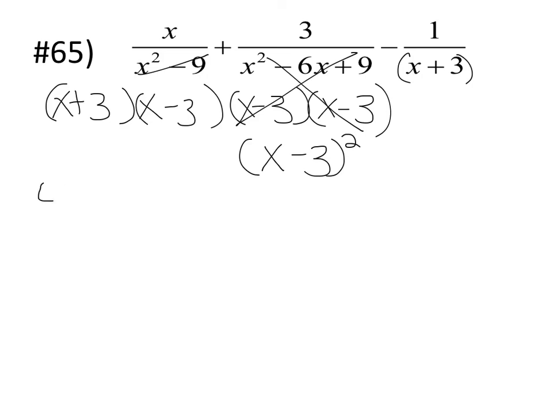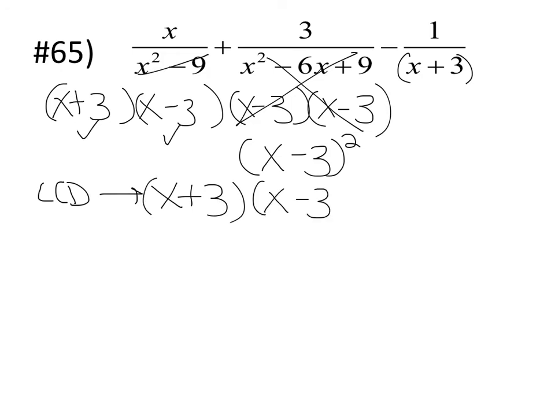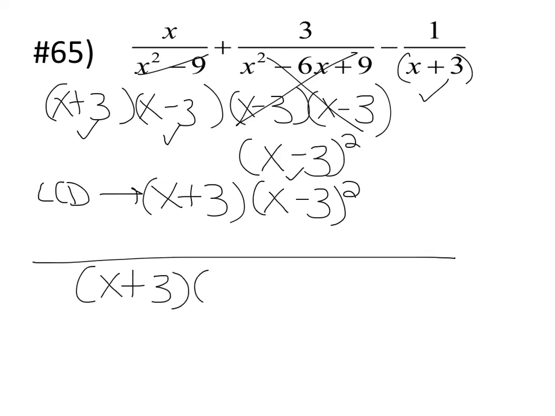So let's write my LCD. We need an x plus 3. Got it. We need an x minus 3. Got it. We need 2 x minus 3's, so I'm going to square that. Got it. And then we need another x plus 3, which we already got. So I'm going to go ahead and write this, x plus 3 times x minus 3 squared. And then I'm going to see what each denominator is missing that the common denominator has.